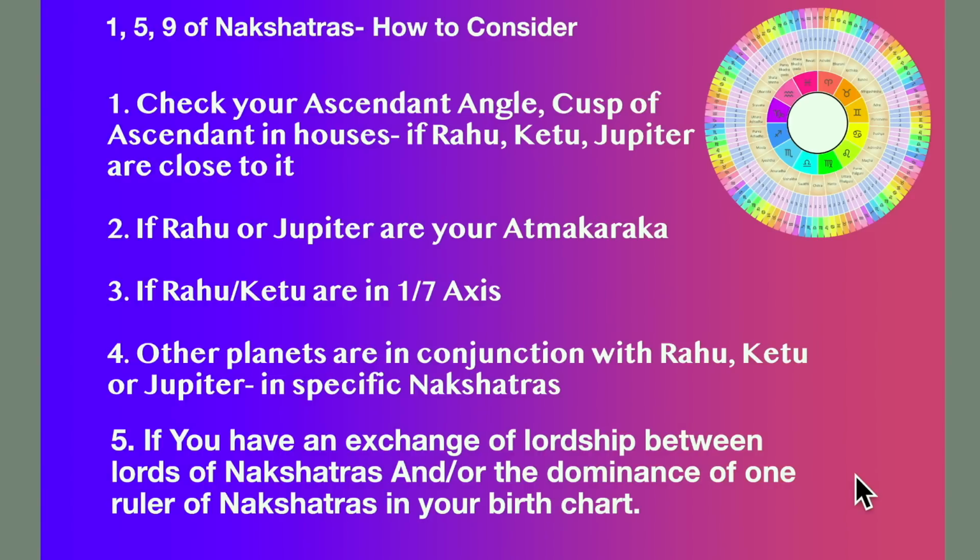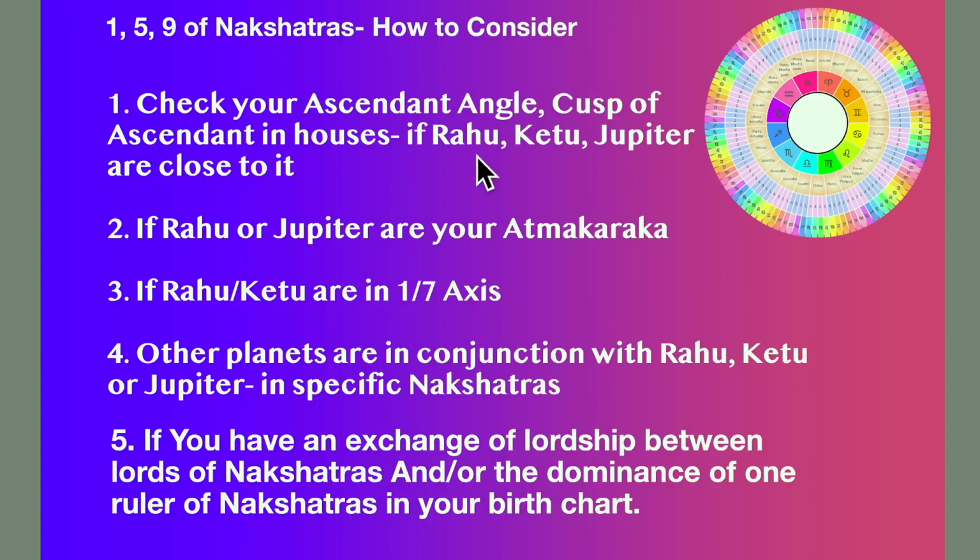The 1, 5, 9th aspect of nakshatras are important to consider, and we'll tell the rules of why it is so. You'll find out in a minute. Check your ascendant. Number 1, ascendant angle, the cusp of your ascendant, whatever planet is close to the ascendant, especially if it is Rahu, Ketu or Jupiter close to that cusp, close to your ascendant angle.